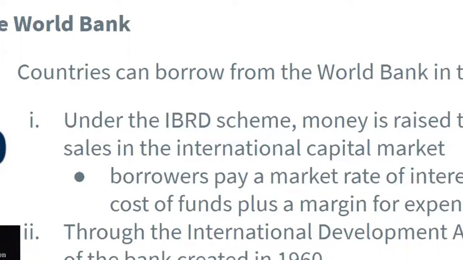And the second is through the International Development Association, or IDA, an arm of the bank created in 1960. The IDA loans go only to the poorest countries. So the poorest countries can demand lending from the World Bank through the IDA, because IDA is particularly for the poorest countries, such as in Africa, Central Asia or the Middle East now, because they are going into a civil war.